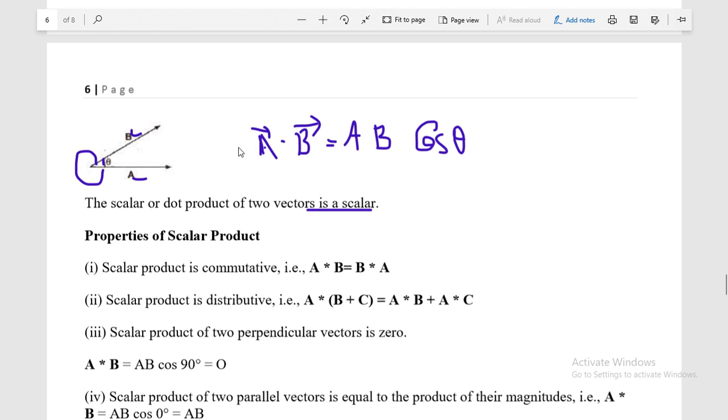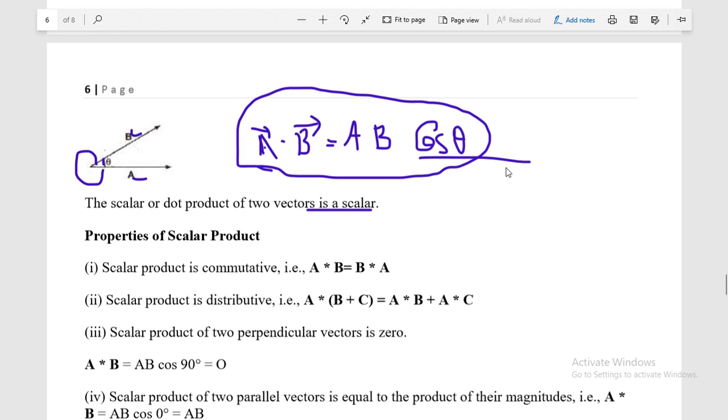Why is it known as scalar product? Because after the product this will become a scalar quantity. So this is known as the scalar product of two vectors. The result will be scalar. This term is scalar, SCALAR, you can write like this. Since the result is a scalar physical quantity, this product is known as the scalar product of two vectors. So I hope you understand the concept of scalar product of two vectors.